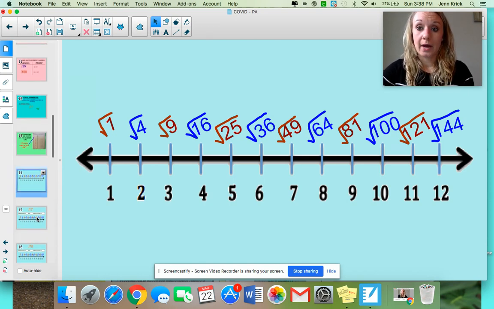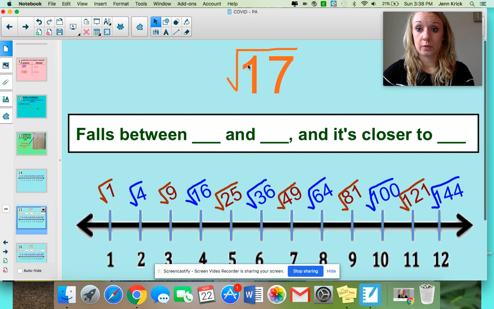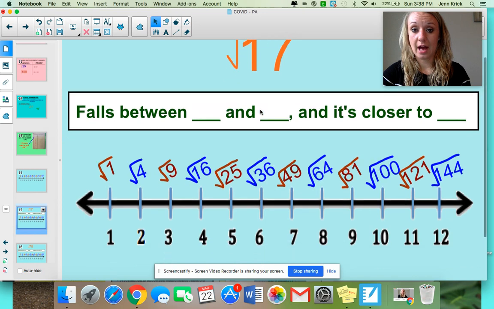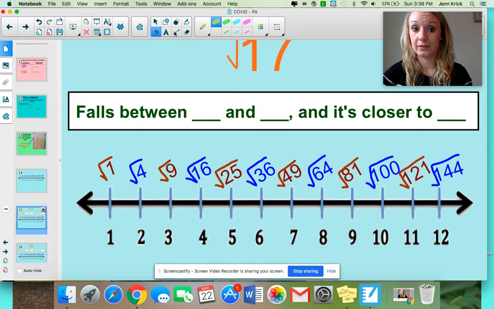Now, when we are approximating irrational square roots here, these numbers like square root of 17, you are going to look to find the 2 integers that it falls between and then which one it's closer to. So if I'm looking at the square root of 17, I know that it's going to fall in between 4 and 5 because I see square root of 16, square root of 25. So obviously it's going to be right here. And so it's between 4 and 5. And 17 is really close to 16. So I know that it's going to be closer to 4.